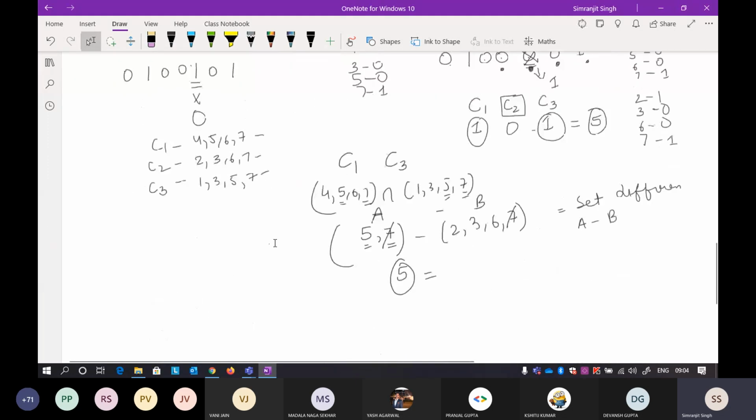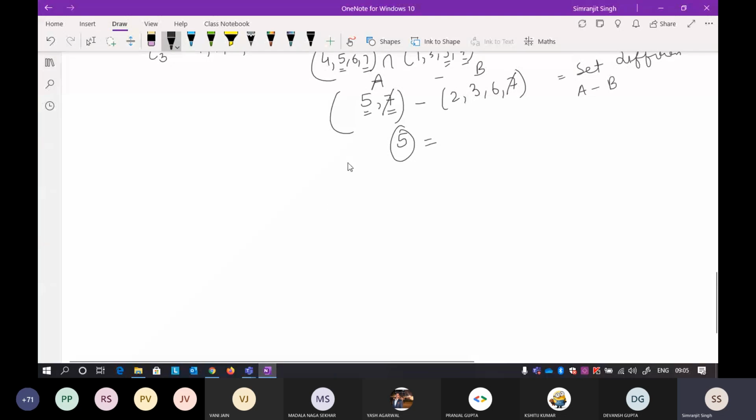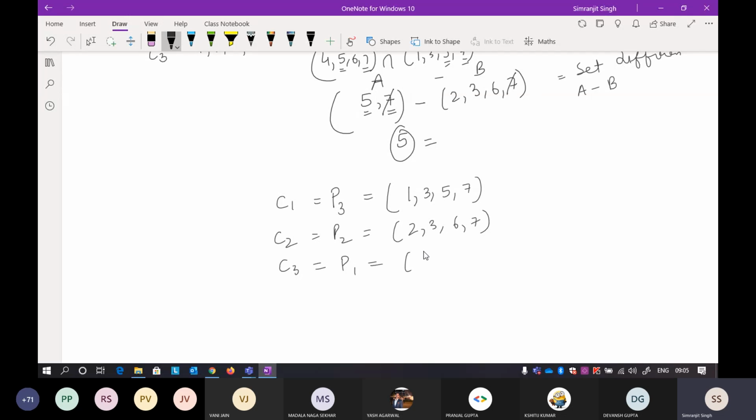You just have to remember two things. If there are three parity bits, the check bits will always be at these positions. Check bit 1 and parity bit 1 will be 1, 3, 5, 7. Check bit 2 and parity bit 2 will be 2, 3, 6, 7, and then check bit 3 and parity bit 3 will be 4, 5, 6, 7.